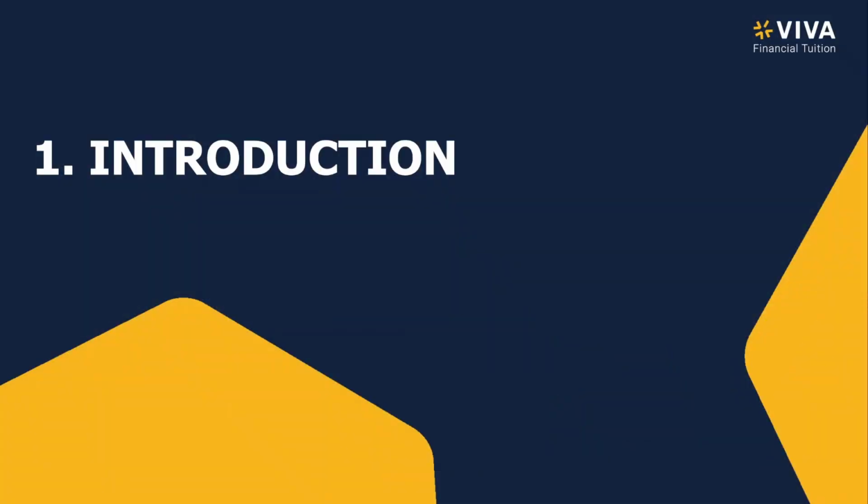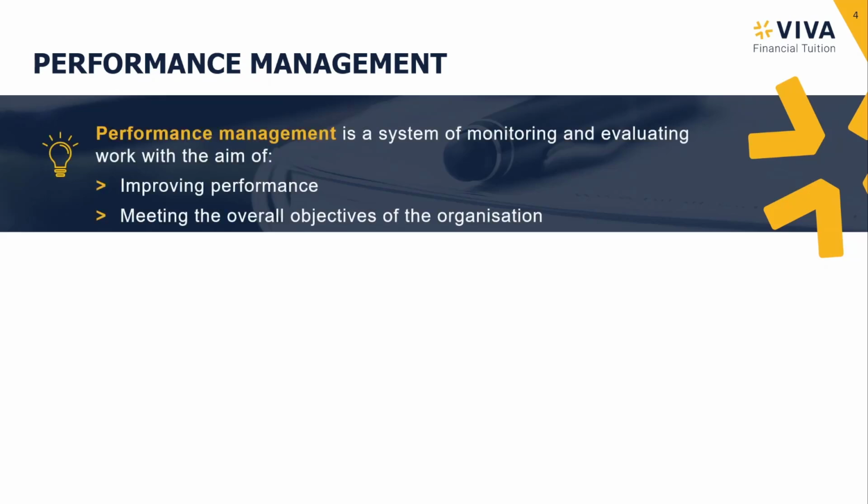So what is performance management? So it says there, it's a system of monitoring and evaluating work with the aim of improving performance and meeting the overall objectives of the organization. So I find a simple way of thinking about performance management is it's three things. So it says they're monitoring, so measuring, and evaluating. So we're going to compare and see whether we're doing well or doing badly. So monitoring, evaluating, and then improving the performance, taking some kind of action. So those would be the three key parts for performance management.